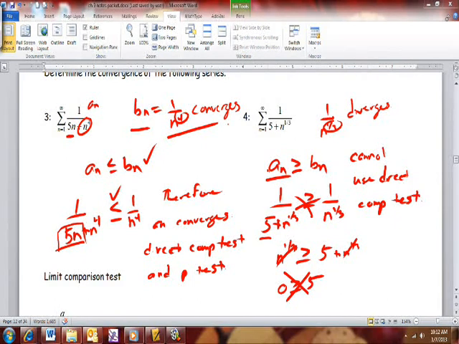Having that 5 in the bottom is a real thorn in our side for the direct comparison test. The direct comparison test is a very straightforward, kind of logical test, but it's not very versatile. The limit comparison test, which we'll get to next, is a much more versatile test, and that's the one we're actually going to use much more often. Almost every problem that you could use the direct comparison test for, you can use the limit comparison test and get the same answer.